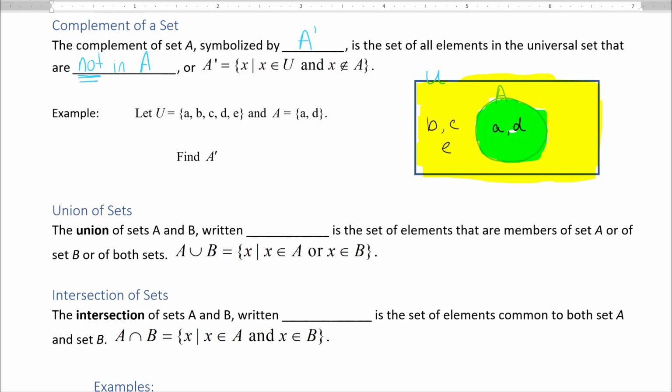Alright, so when I'm talking about A prime, which is the complement of A, I'm asking what does not belong in A, but belongs in the universal set. That would be b, c, and e. The complement of A is the elements b, c, and e.